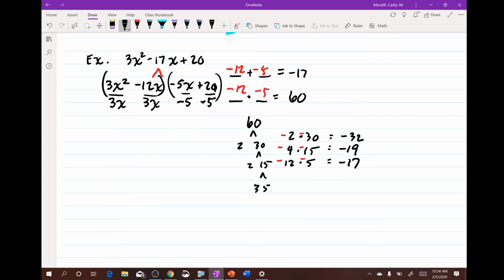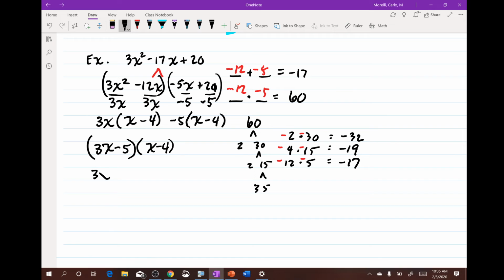So watch this. Now I'm going to pull a 3x out, and then inside I have x, and what's negative 12 divided by 3? Negative 4. Negative 12 divided by positive 3 is negative 4. Now over here I divided out a negative 5. What's inside? Minus 4, right? 20 divided by negative 5. So remember, these two guys come together: 3x minus 5 times x minus 4.